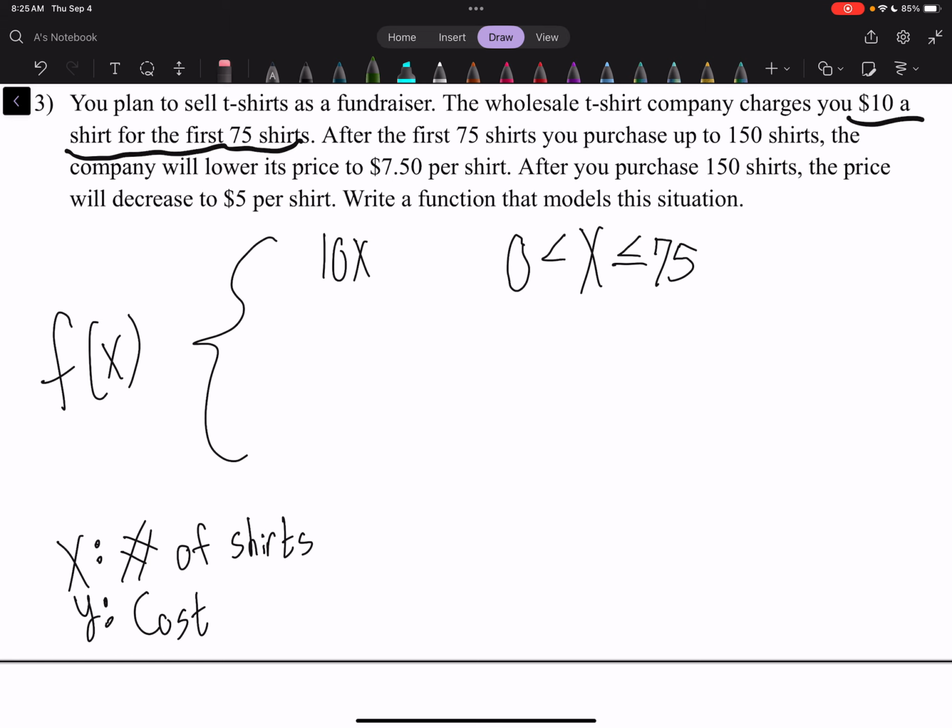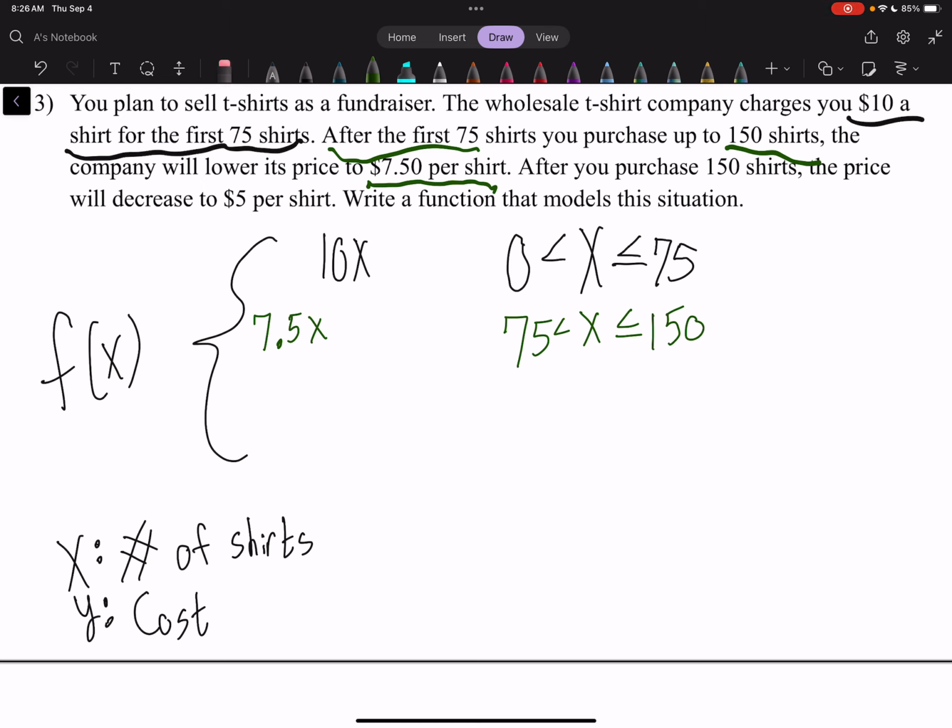Now let's continue reading. After the first 75 shirts, you can purchase up to 150. Those are my new extrema for the domain. After 75, up to less than or equal to 150. The company will then lower its price to $7.50 per shirt. Well, I am certain you may start by writing 7.5x. However, this is incorrect.